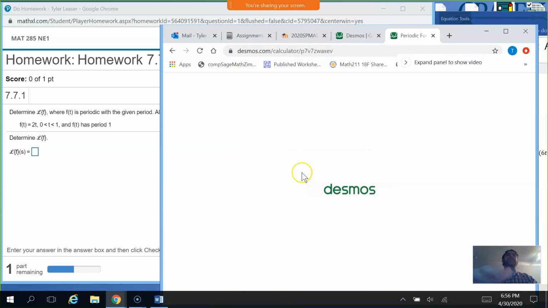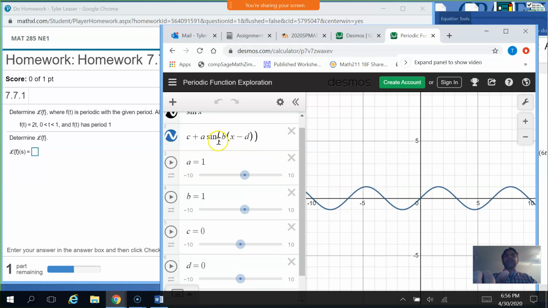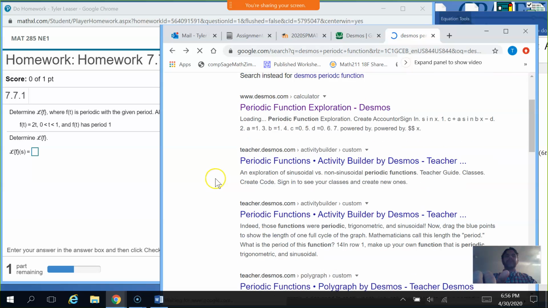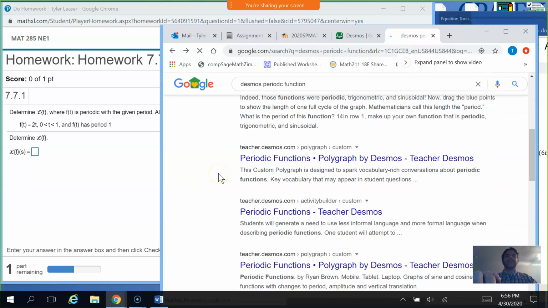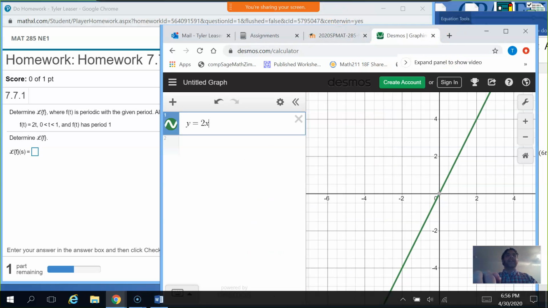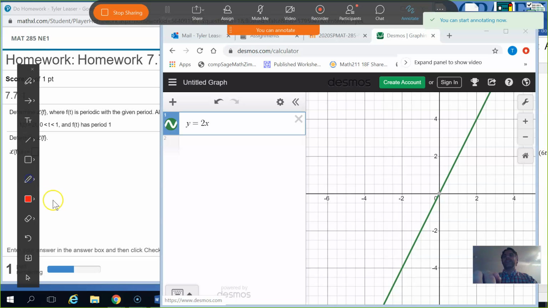I hope it's not just trig stuff. Trig stuff is definitely periodic by nature, but we don't want trig here, and that's not going to help us. Let's see what else it's got. All right, forget it. It's this, right? I don't want to spend too much time on what this is going to be.